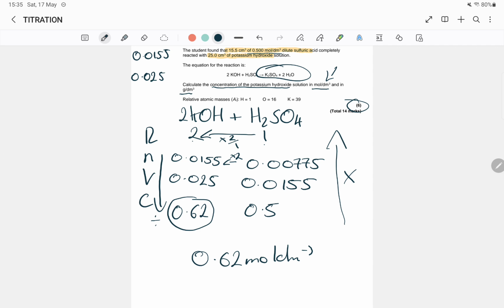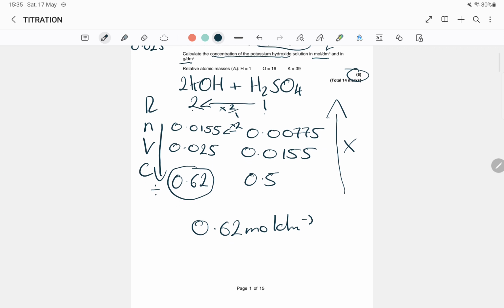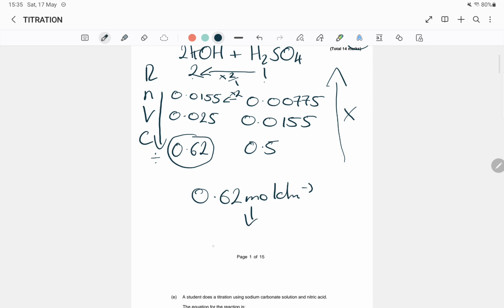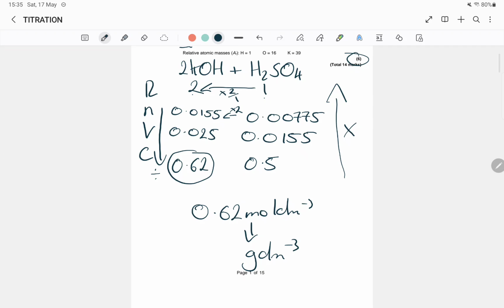So we've done half of the question. They've asked me to do it in grams per decimetre cubed. Now I need to convert it to grams per decimetre cubed. And as mentioned right at the very start of the video, to do that, all I've got to do is times it by the MR of potassium hydroxide, which is 56. So I'm going to times this by 56, which will give me 34.72 grams per decimetre cubed.